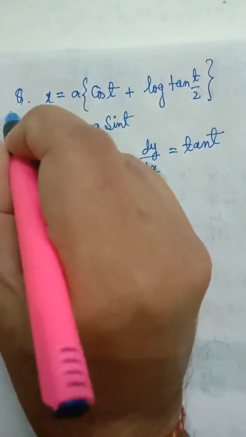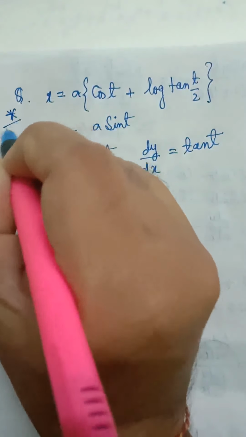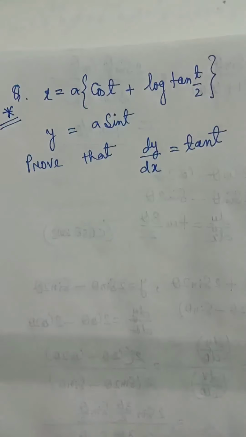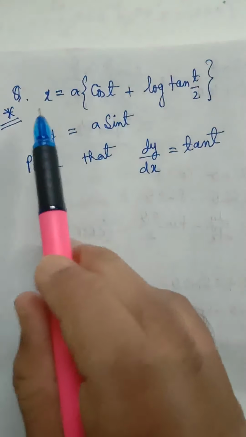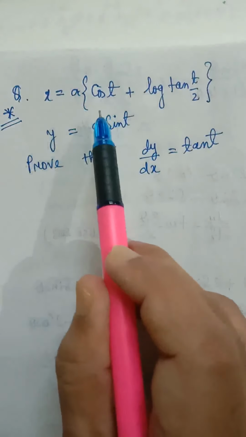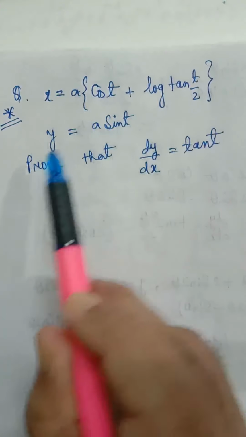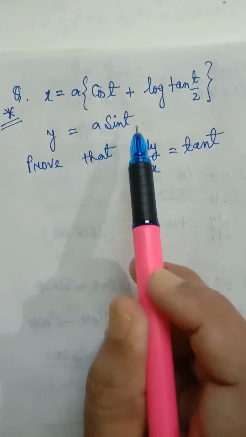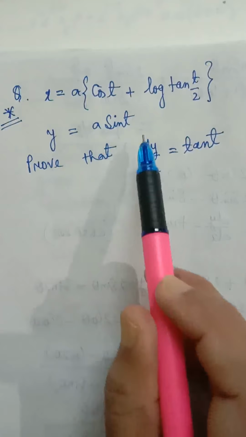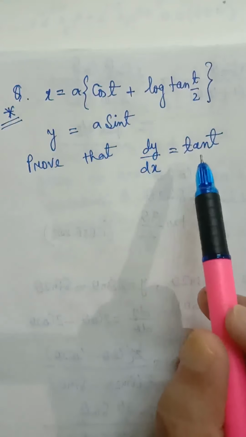This is also a very, very important question. This question also came in the CBSE board exam. Given x equal to a into (cos t plus log tan t by 2), y equal to a sin t, to prove dy by dx equal to tan t.